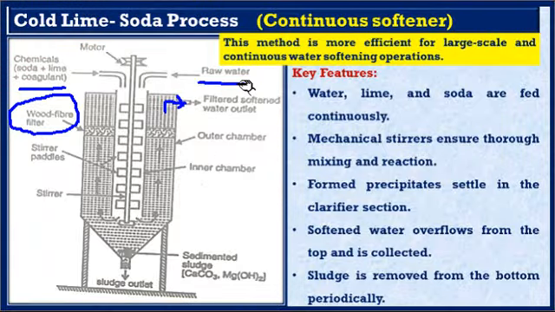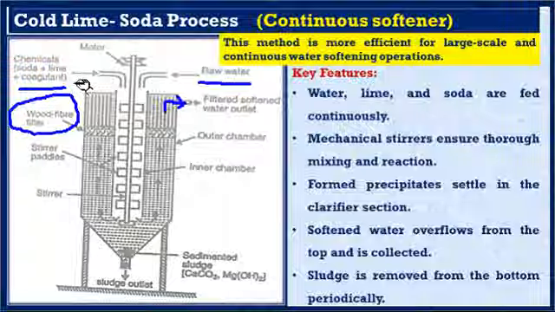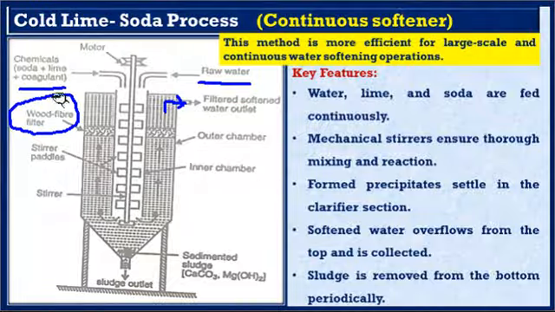The raw water and the calculated amount of lime, soda and coagulant are fed through two opposite inlets into the inner chamber at room temperature, and stirring is started so that the reaction of lime and soda with the hardness causing salts begins. Softening of water takes place in the inner chamber, and sludge in the form of precipitate settles down at the bottom in the outer chamber.